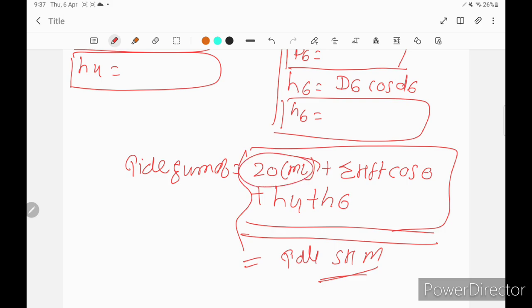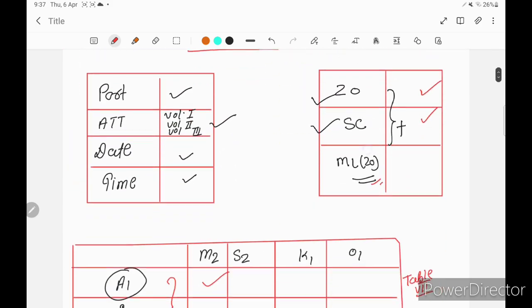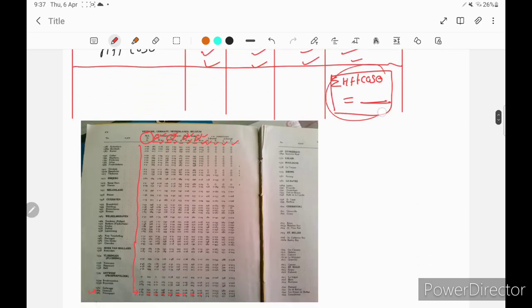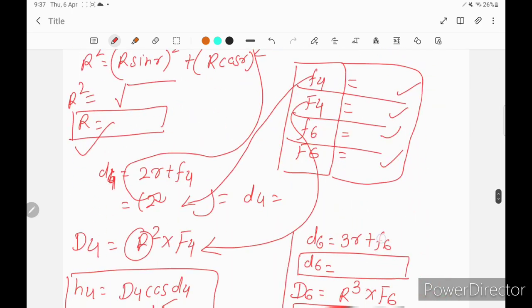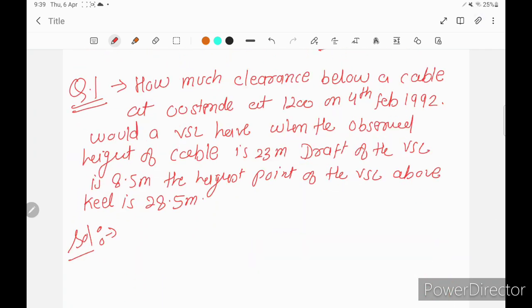Now the Z0 value you will get from here, HFT cos theta you will get from here, and H4 from here, H6 from here. Hope you understand how to solve and how to make the tables. Now we'll solve the question. It's very important, repeated many times in previous years. So we'll solve this and you see how much time we take to solve this.